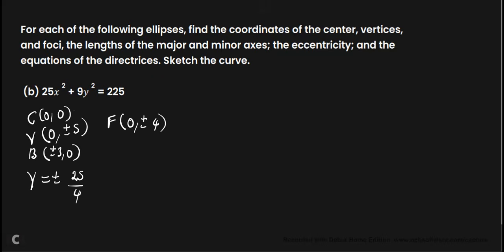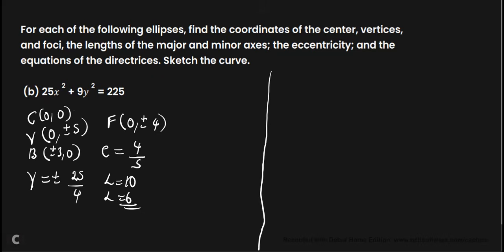Then the eccentricity was 4 over 5. Then what else? The other part that we discussed: the major, that is 2 times 5, it was 10 major, and 2 times 3, that is what? 6, which is the minor. So these are the main things that we concentrated on. Now let's plot this.